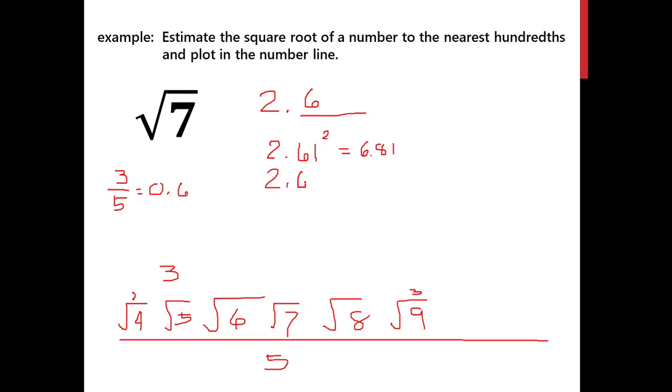I'll go ahead and increase this one. So 2.62 squared. So 2.62 squared is 6.86. Still a bit far. I'll go ahead and increase more. 2.63 squared. 2.63 squared is 6.92. Now this one is closer.